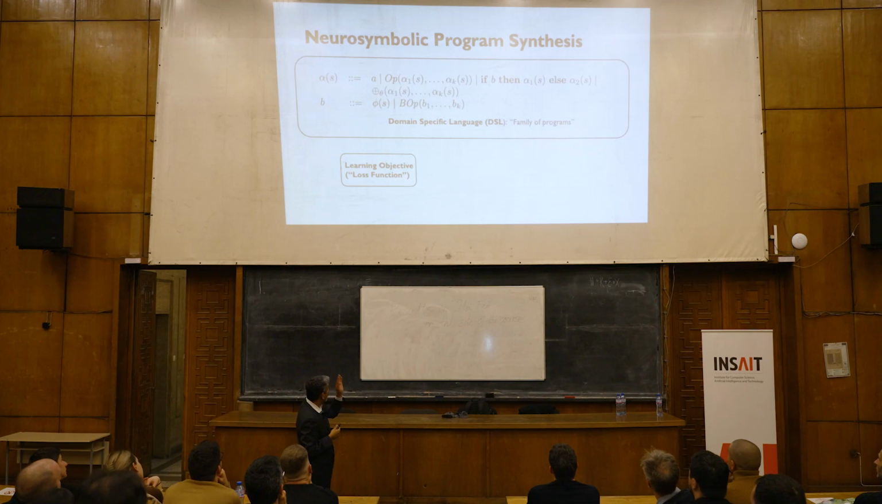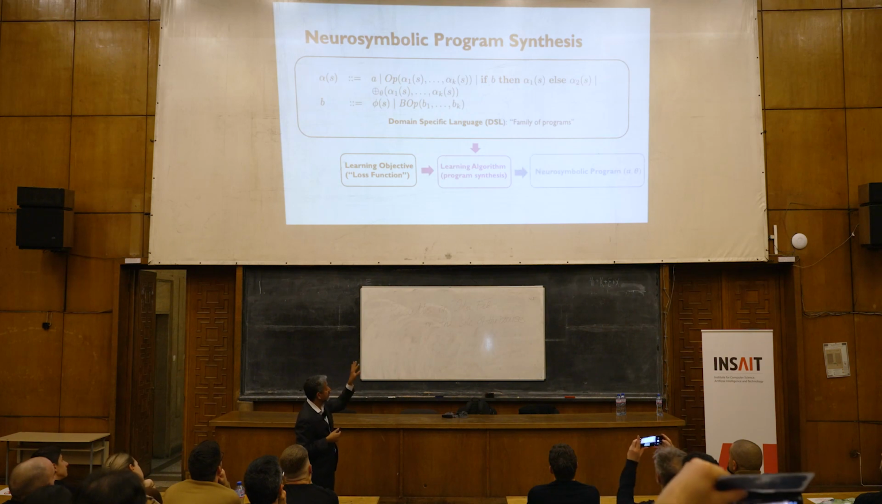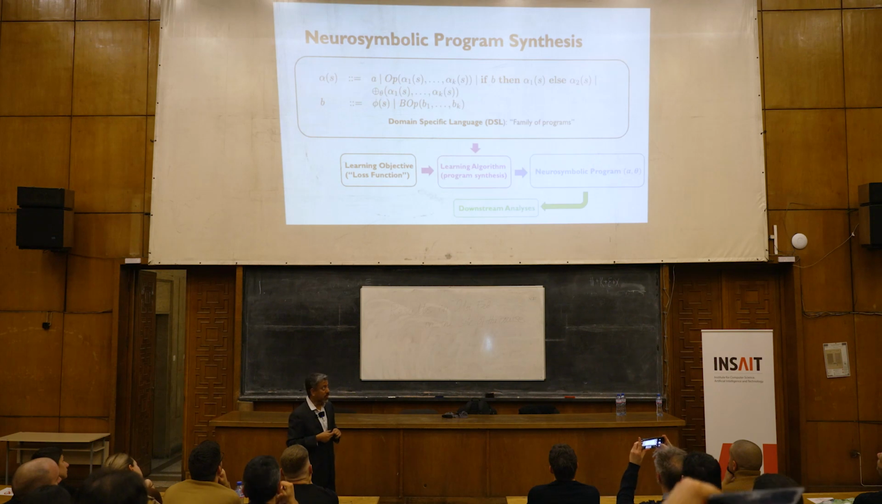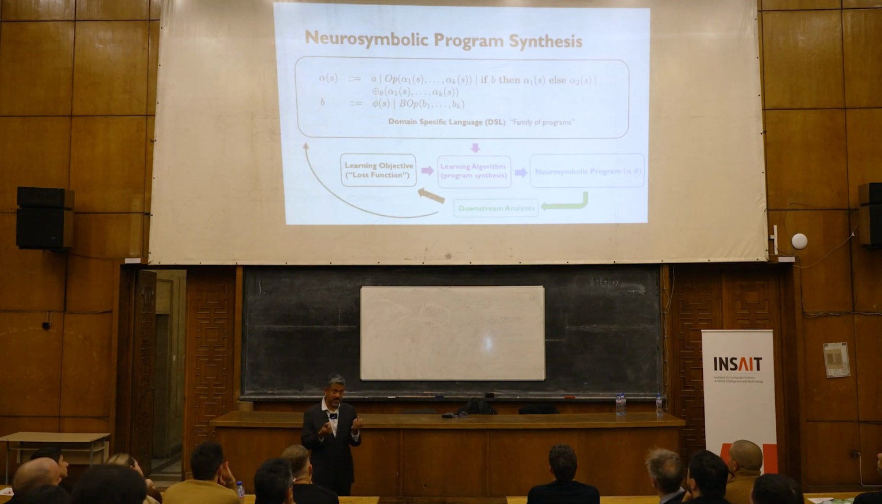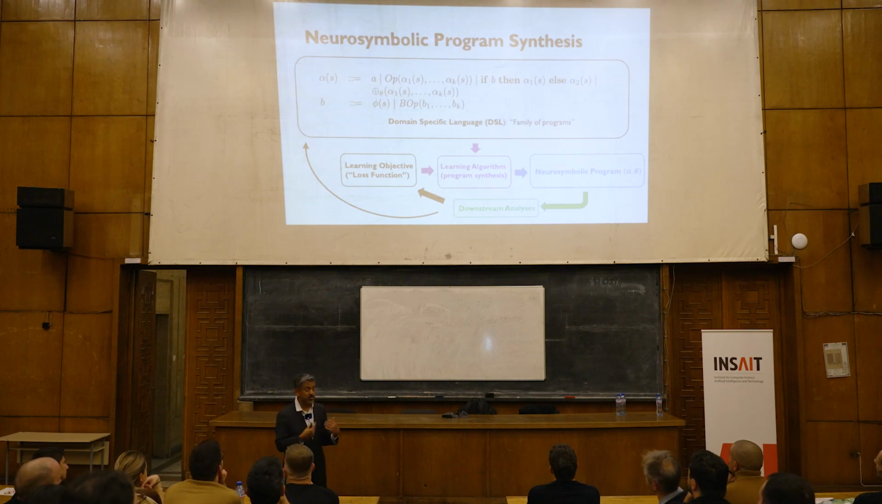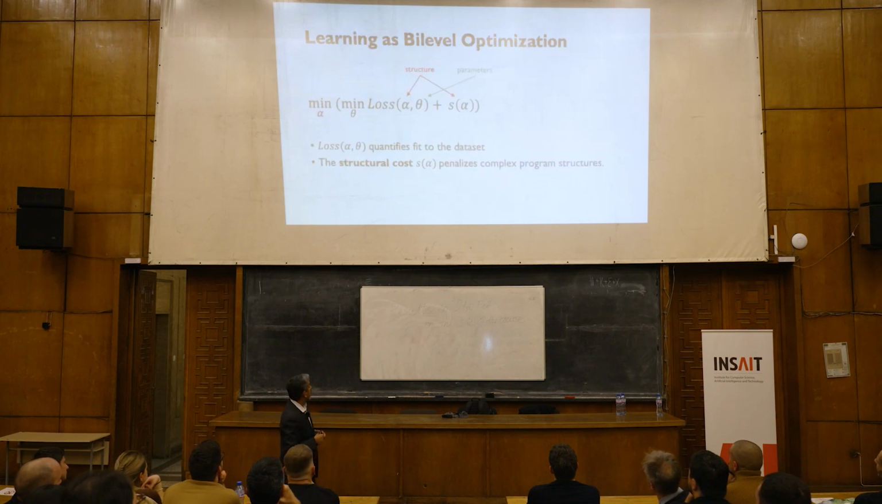So then overall, the picture looks like this. You are starting with a learning objective. You have a learning algorithm, and you have a neurosymbolic program that you are getting out of this learning process. And that program has two pieces. It has some parameters, just like with neural networks, and it also has a structure. This is the symbolic piece. That's that alpha over there. And then after you discover this program, you may do some further downstream analysis, and this process can go on.